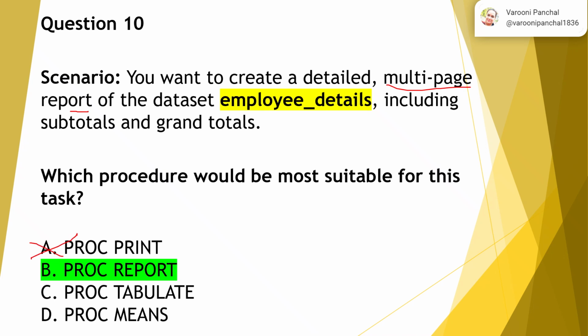PROC REPORT is again, if I want to have a multiple page report and very detailed information, with sophisticated labeling and indentation and all those. Those features are not available in PROC TABULATE as compared to PROC REPORT. Again, PROC MEANS is used to generate the summary statistics, mean, standard deviation. But here we want a detailed multi-page report, right? So PROC MEANS is used for summary statistics. Since we need a multi-page report, the correct answer is B, PROC REPORT.